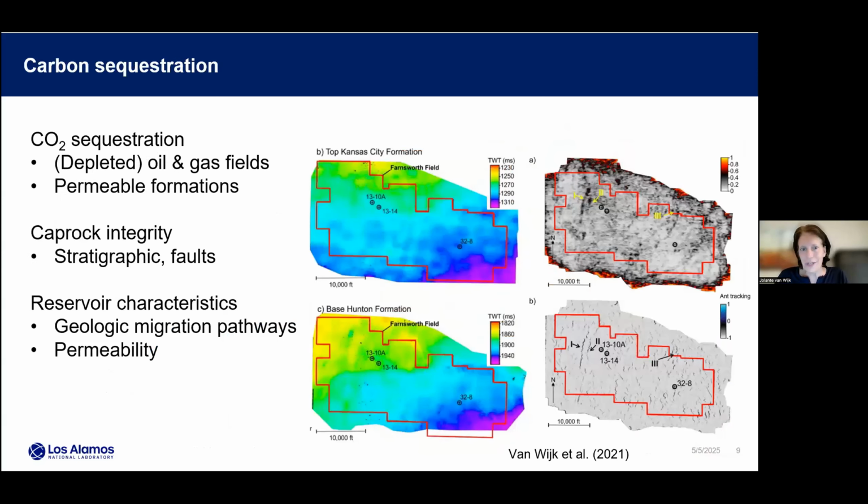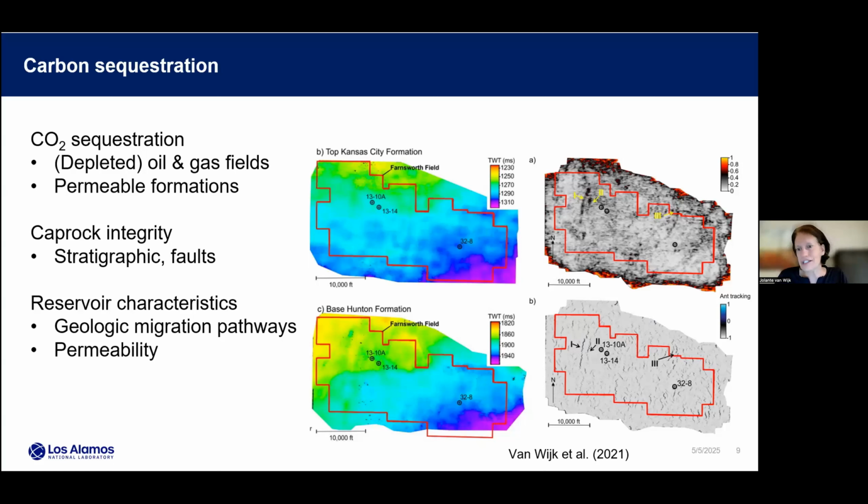In terms of carbon sequestration, that happens often in depleted oil and gas fields, sometimes for enhanced oil recovery. But in general, it can happen in permeable formations in the subsurface. What we absolutely want to avoid with CO2 sequestration are leaks. So we're looking at caprock integrity, often with 3D seismic reflection studies and seismic attributes that give us information about subtle changes in the caprock that may be very important for caprock integrity.